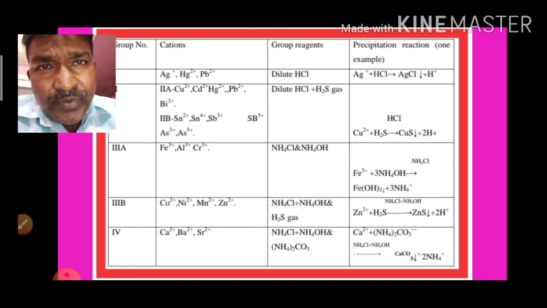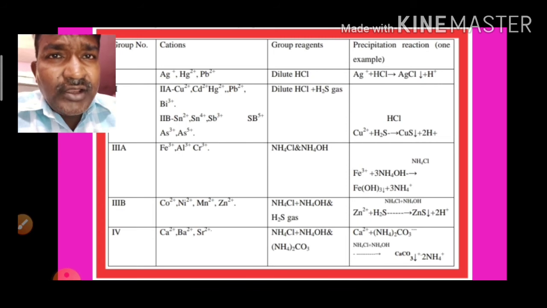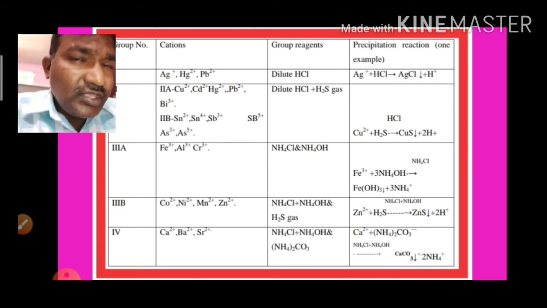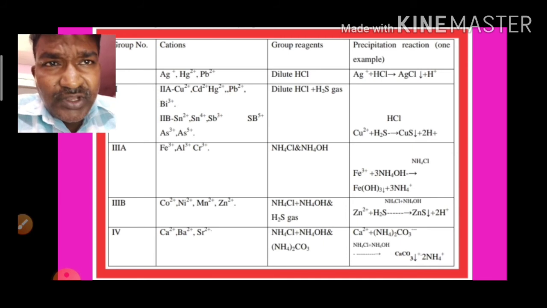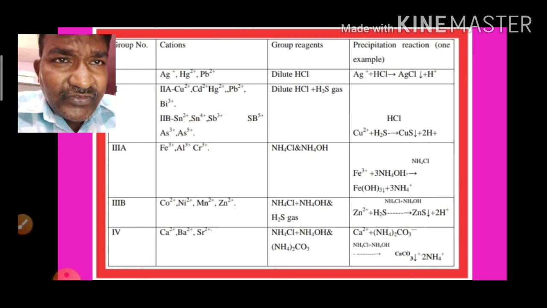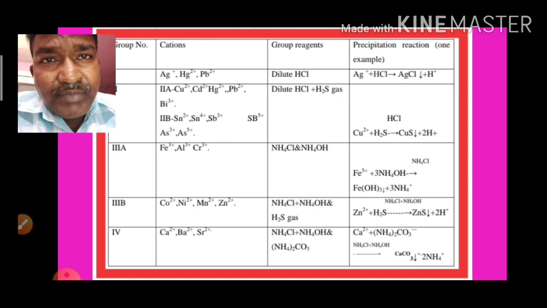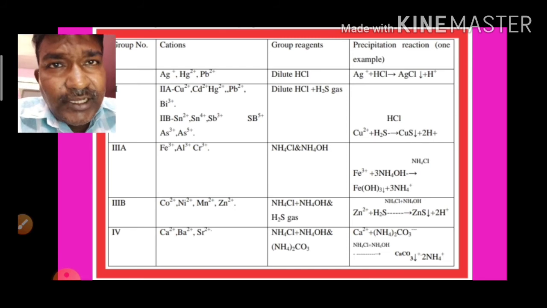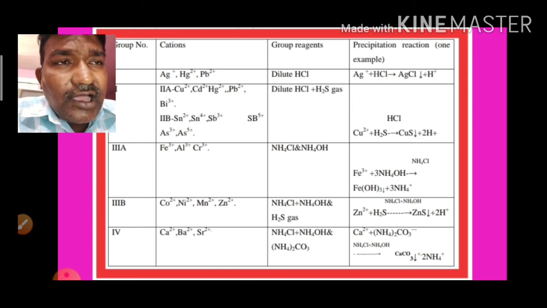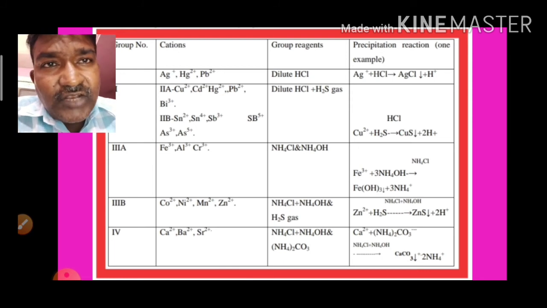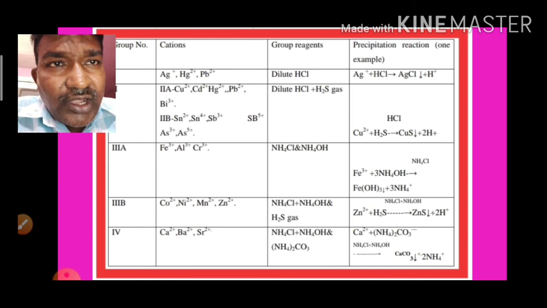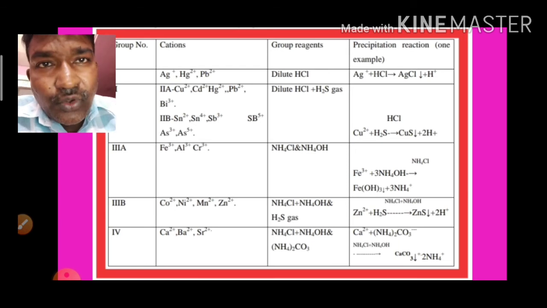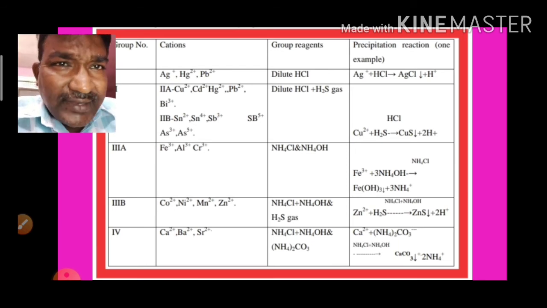Each group has its own reagent, and it forms a certain category of precipitates. For example, in the first group we have the Ag+ silver ion, mercurous ion, Hg2 2+, and plumbous ion, Pb2+. The group reagent is dilute HCl, and all the first group cations are precipitated as their chlorides: silver chloride, mercurous chloride, and lead chloride. All these chlorides are white in color.